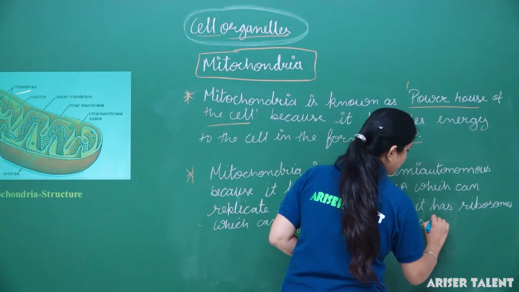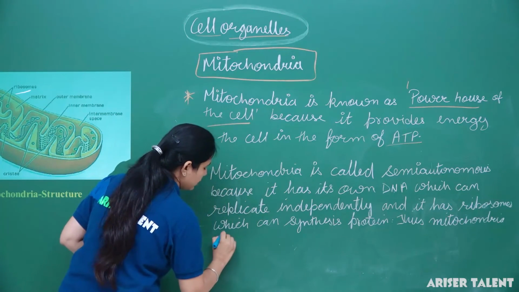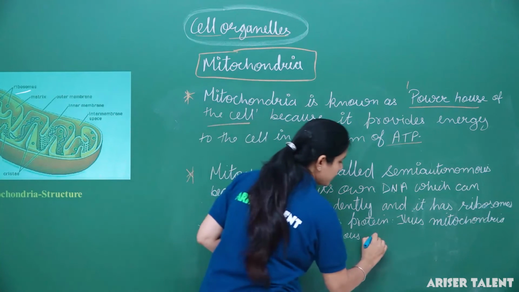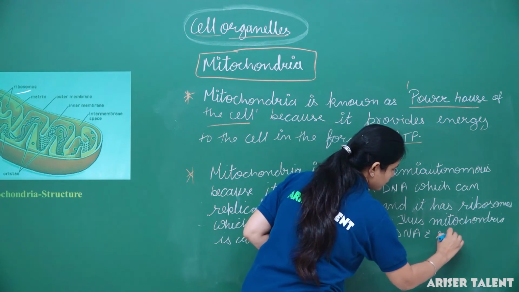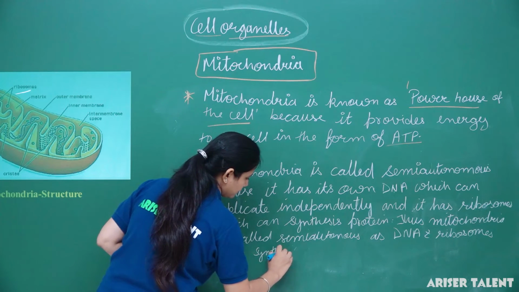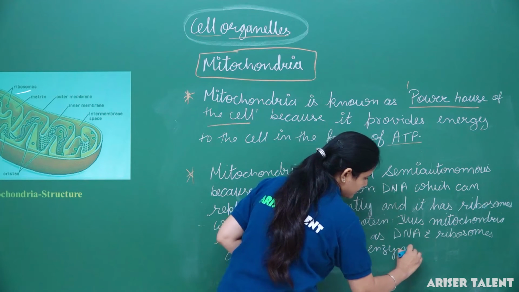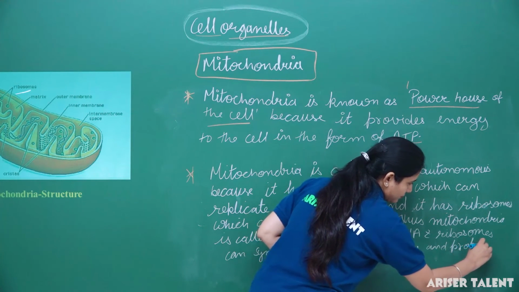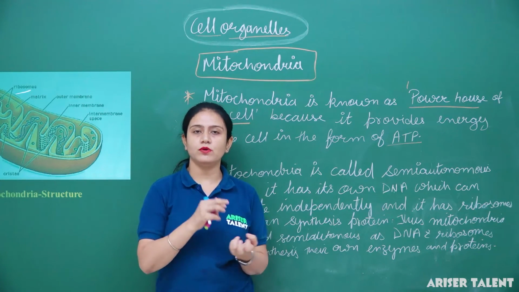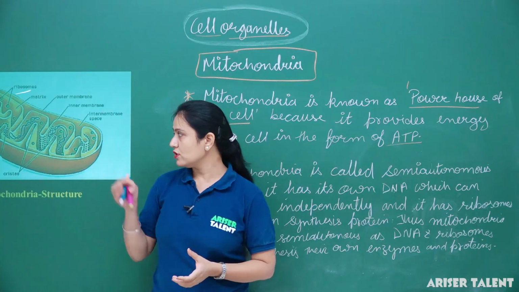Thus, mitochondria is called semi-autonomous as DNA and ribosomes can synthesize their own enzymes and proteins. So these are the important points about mitochondria. Generally questions come on these important topics. One comes in the form of why mitochondria is known as the powerhouse of the cell, and why mitochondria is known as semi-autonomous. So this was all about the mitochondria.